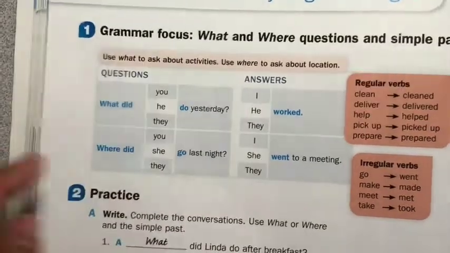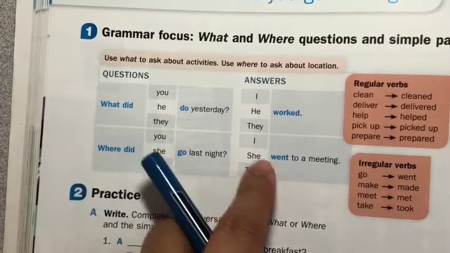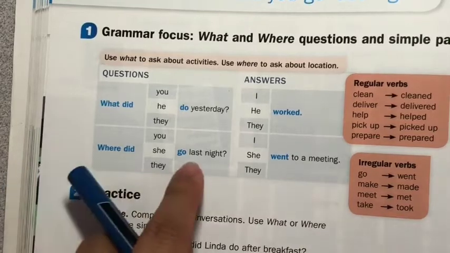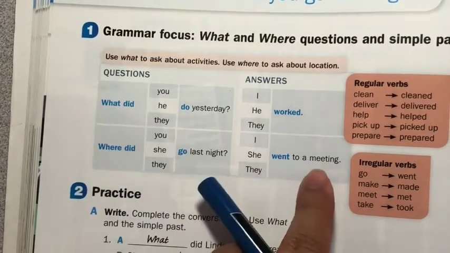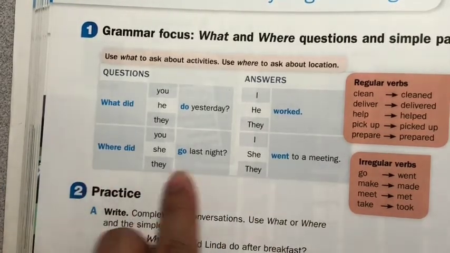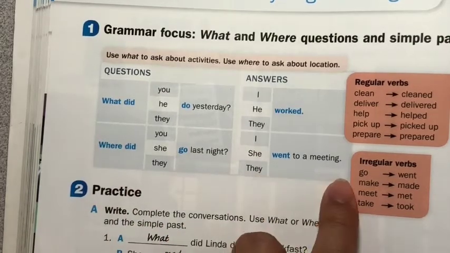Where did you go last night? I went to a meeting. Where did she go last night? She went to a meeting. Where did they go last night? They went to a meeting.